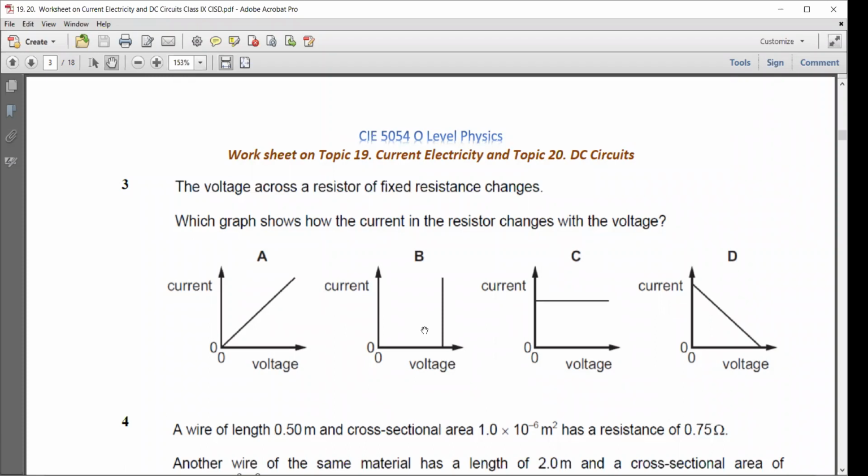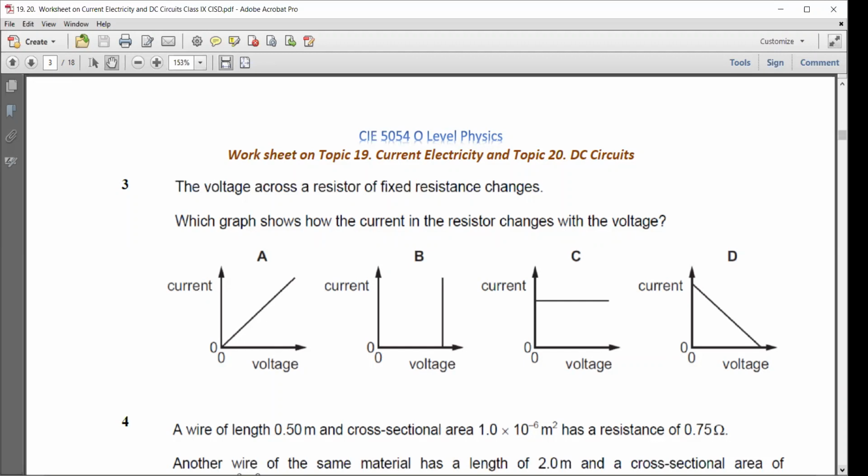Ohm's law. If you got it printed, please write here in this question in your notes: it is related to Ohm's law, where current is proportional to voltage. Yes, current is directly proportional to voltage. That means if one thing is increasing, the other will also increase, and it will be a straight line because it is directly proportional. If anything is directly proportional, then we get a straight line.